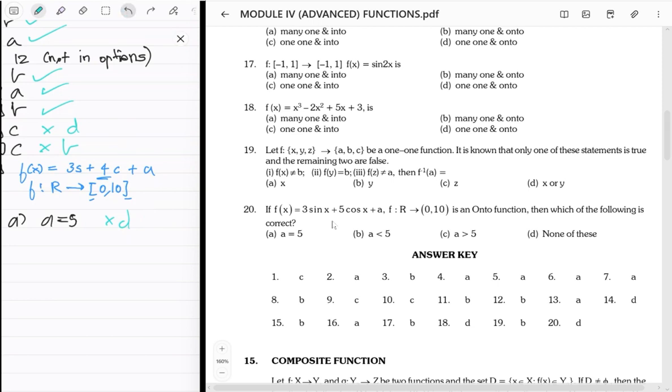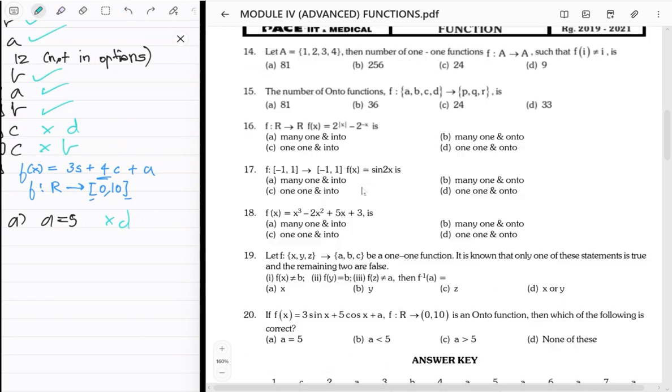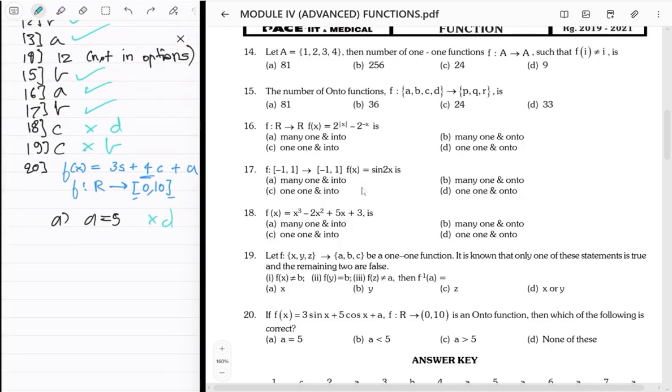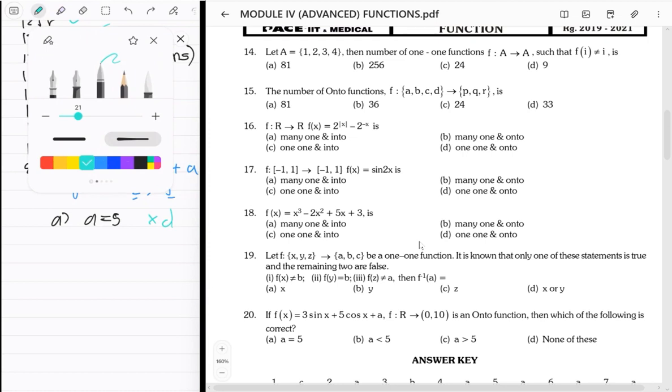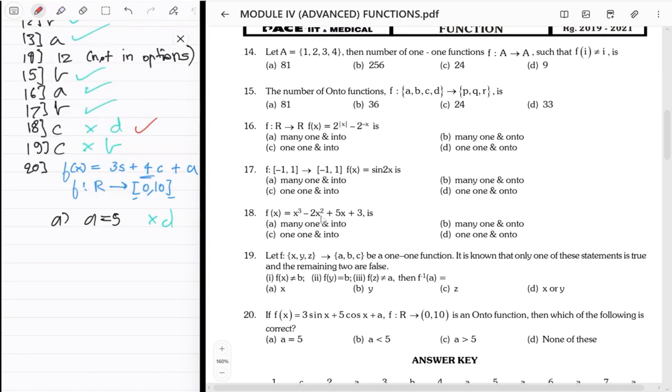What? This is weird. How did that happen? Let's see what went wrong. So you're saying 18C. Why? Sorry, 18C is wrong and D is correct. Oh, sorry, it's 1 1 and onto. Why did I say 1 1 and into? That's okay. So yeah, that's right. Just made a silly mistake. Didn't read it correctly. Okay, 19th. So C is wrong, B is correct.